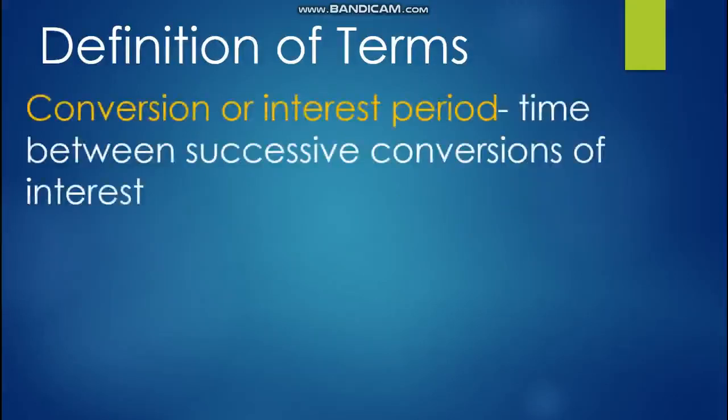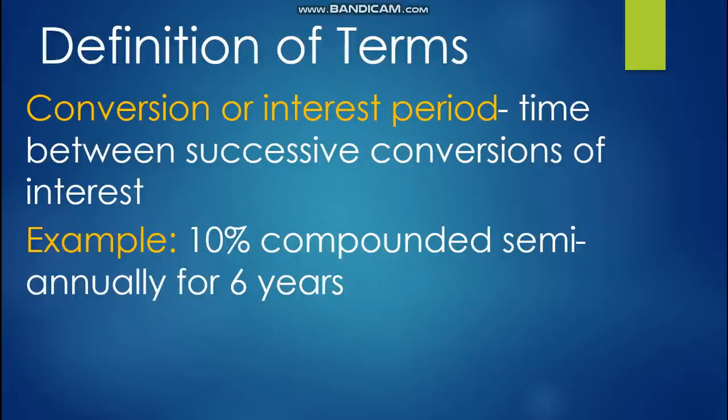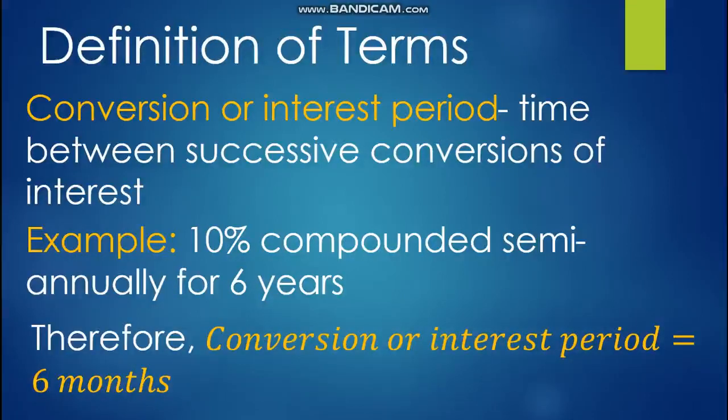Next, we have conversion or interest period. This is the time between successive conversions of interest. So, ang tinutukoy dito yung time between successive conversions ng ating interest. So, let us take again the previous example. It says 10% compounded semi-annually for 6 years. So, ibig sabihin nito, yung interest will be computed every end of 6 months or every 6 months. Kasi twice a year, kukunan ng interest yung ating money. So, therefore, conversion or interest period is every 6 months.